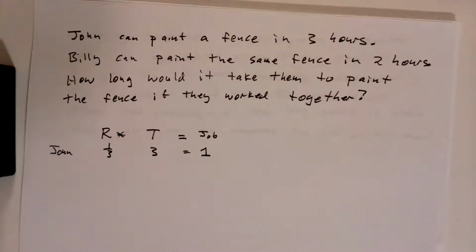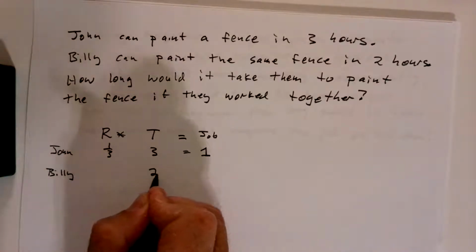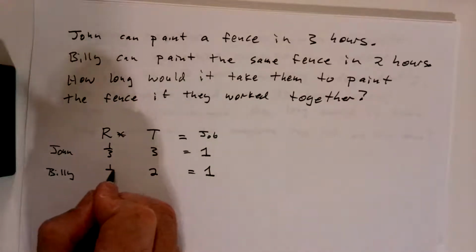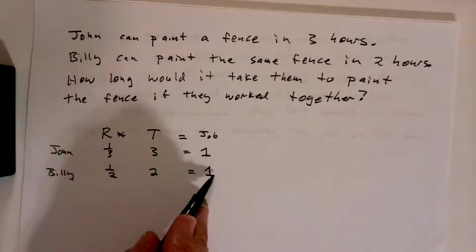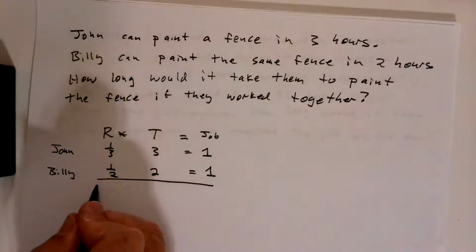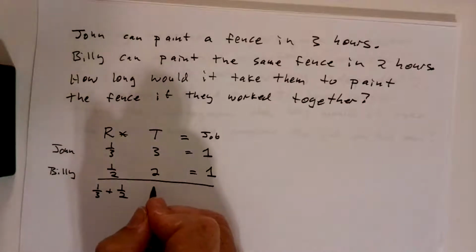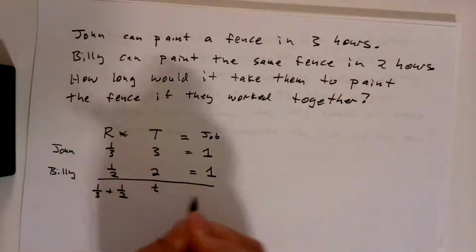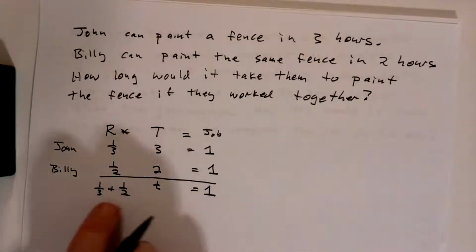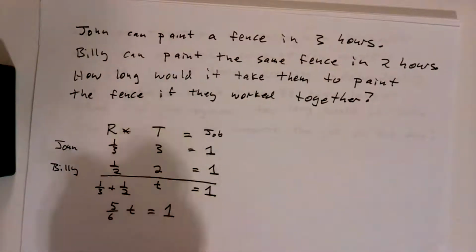Whereas Billy does the thing in 2 hours. So Billy works for 2 hours to complete one job. So his rate is one job in 2 hours. Notice rate times time equals the job. But now working together, John does one job in 3 hours plus Billy does one job in 2 hours, times how much time do they need working together to complete one job? So our equation will be 1/3 plus 1/2, 2 plus 3, 5/6 t equals 1.